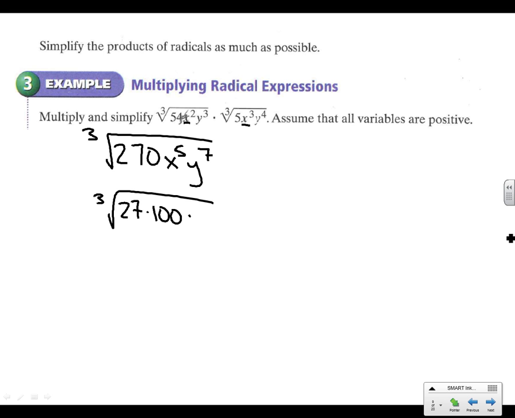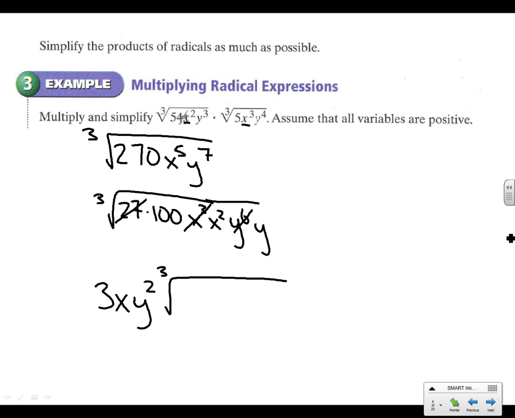And x cubed is the biggest multiple of 3. Y to the sixth, though, is the biggest multiple of 3 for the y's, and then 1 y left over. So let's break this down and pull them out. 3 x y squared. 6 divided by 3 is 2. And then, last but not least, we've got what's left over. Cube root of 100 x squared y.